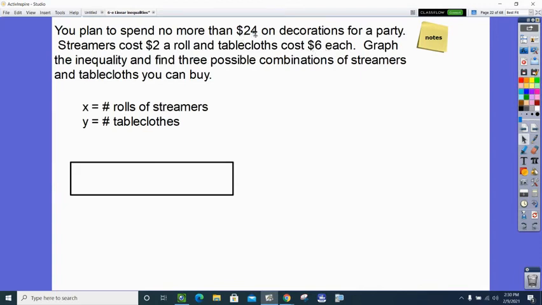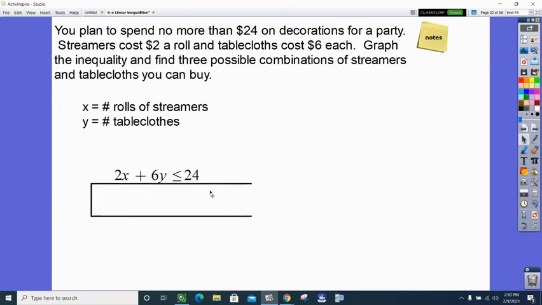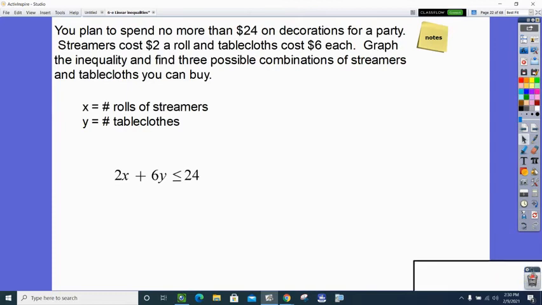And then we've got this total. So we've got the 2x plus the 6y, and we cannot go over 24. It has to be less than or equal to 24. So that's just like we did with equations, except it makes more sense that we would not be spending exactly $24.